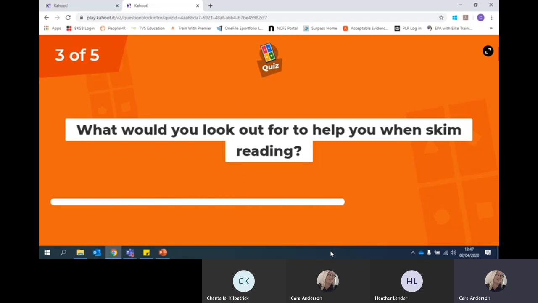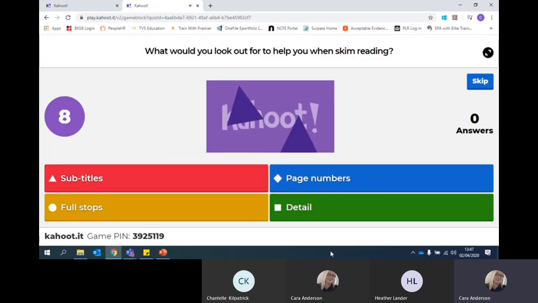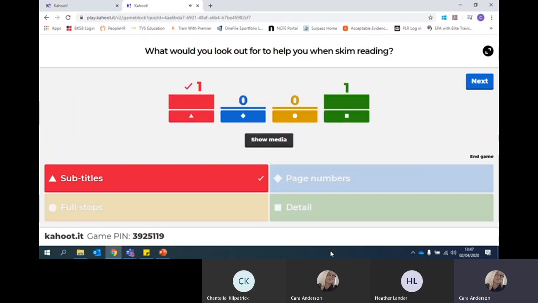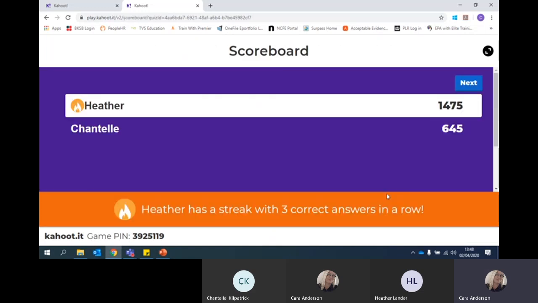What would you look out for to help you skim read? Okay, so yeah, subtitles is the correct answer. And remember, skim reading is just to quickly go through it and pick out the bits of information that you need. So the subtitles are going to help you, especially if the questions ask you something very specific. They may be in the subtitles, and you'd be like, oh yeah, I remember that bit, I need to read that bit again just to find the answer. Okay, well done, Heather. 3 in a row.